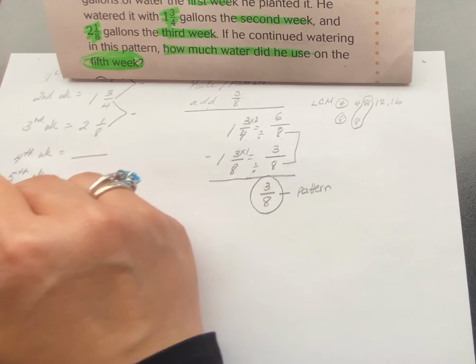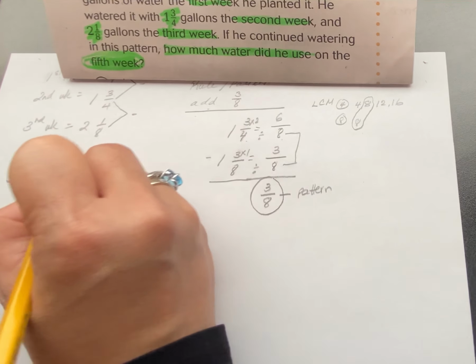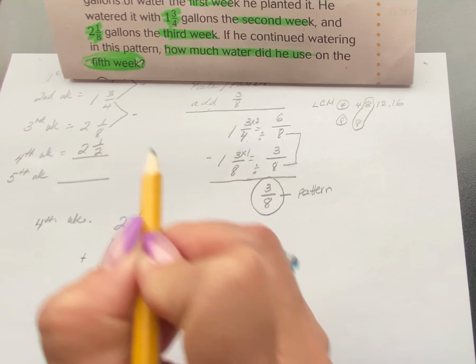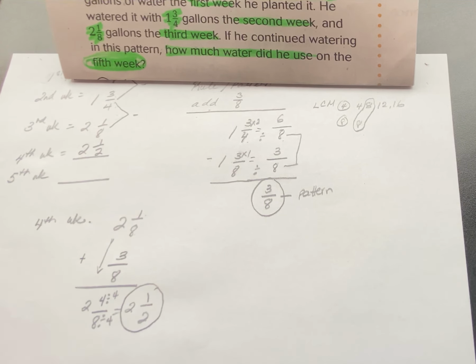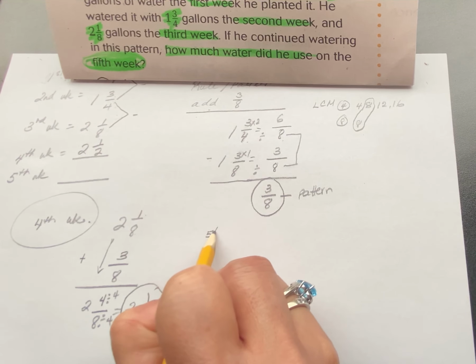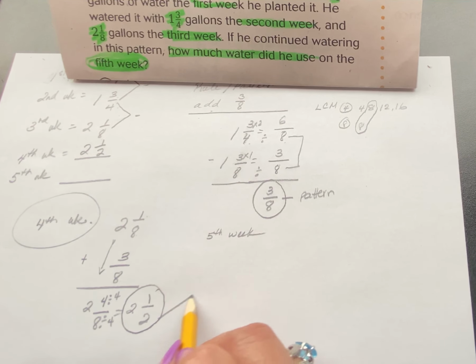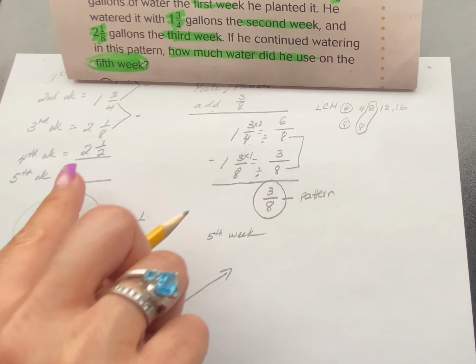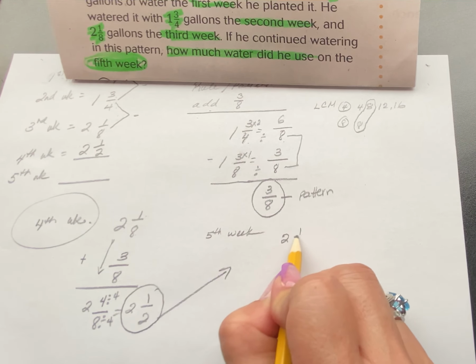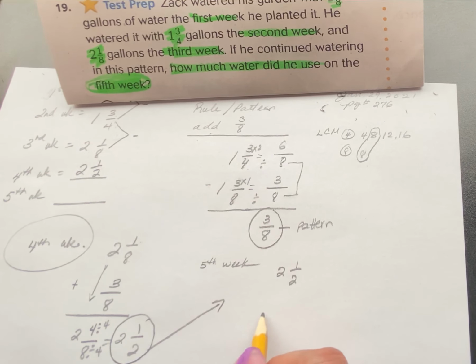So the next value, fourth week, Zach watered his garden 2 1/2 gallons. That's not our final answer because we still have to figure out what the fifth week is. So we figured out the fourth week, now we're on to the fifth week. We're just going to repeat. I'm going to bring this down, which is 2 1/2. Remember, we're adding plus 3/8.